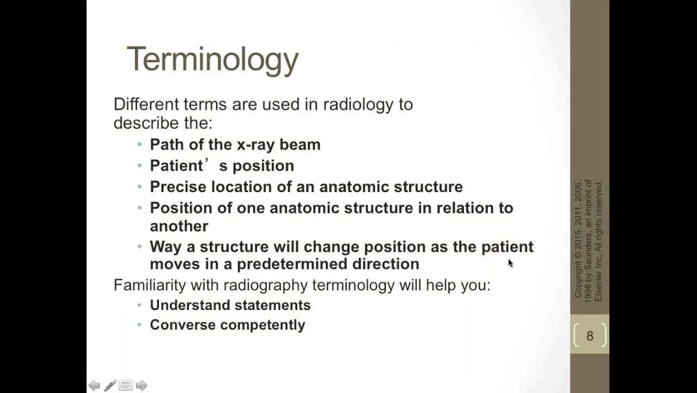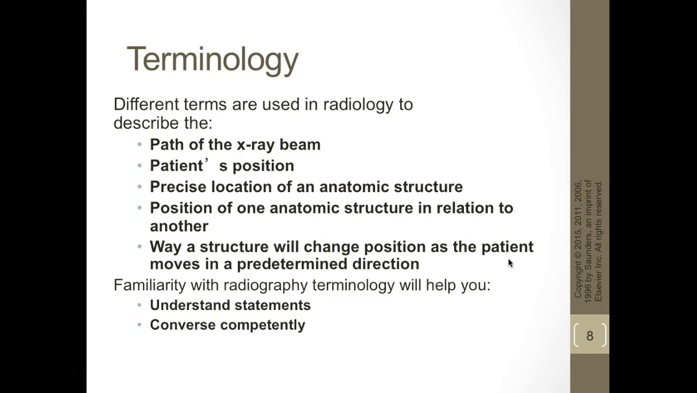So some of the terminology that you're going to have to know is the path of the X-ray beam, the patient's position, the precise location of the anatomical structures, positions of one anatomical structure in relation to another, the way a structure will change position as a patient moves in a predetermined direction. So with these, when we talk about the path of the X-ray beam, we're talking about which way you're angling. When we talk about the patient position, that is the anatomical part that we're looking at.